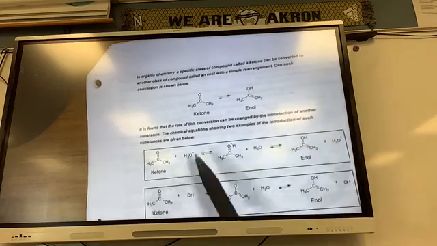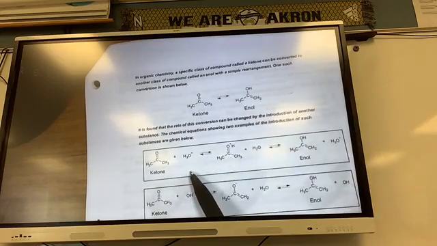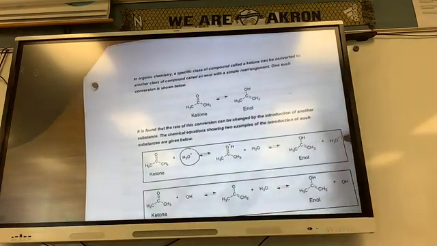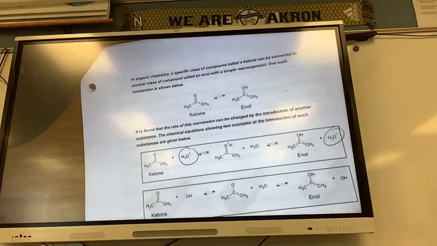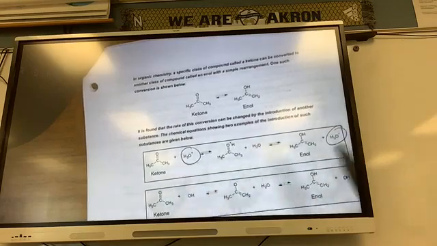H3O plus, have we talked about this? Maybe we haven't. It's hydronium. We're going to talk about that more. Essentially you're gaining an H, H2O is taking on an H. So H3O plus is hydronium. It's the acidic version of water. But water is just slightly acidic. H3O plus here.